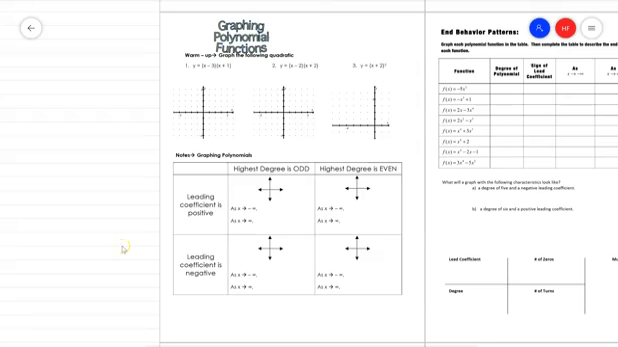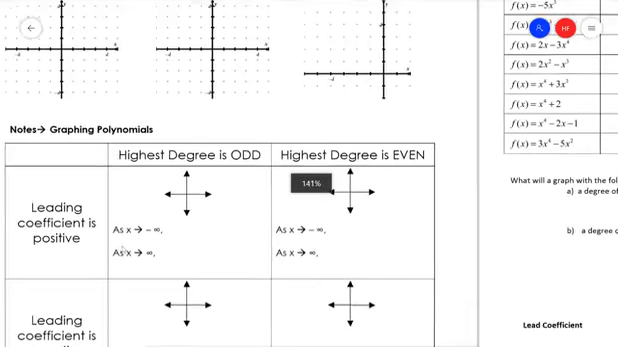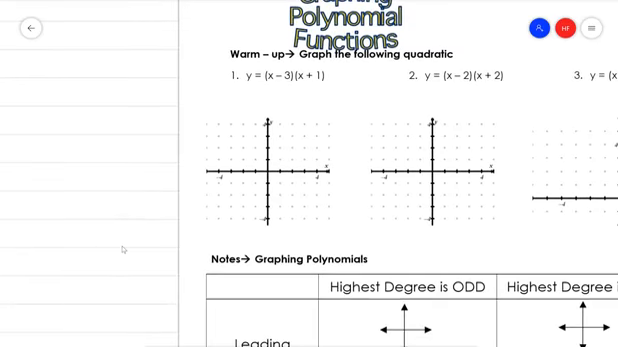Today we will be starting graphing polynomial functions. So we are going to just jump into this warm-up that says to graph the following quadratics. If they are quadratics, that means they're x squared, which means they look like that, so they're parabolas.